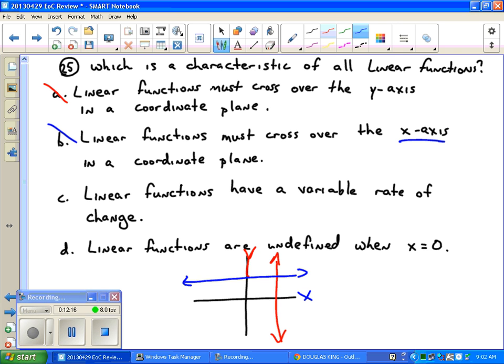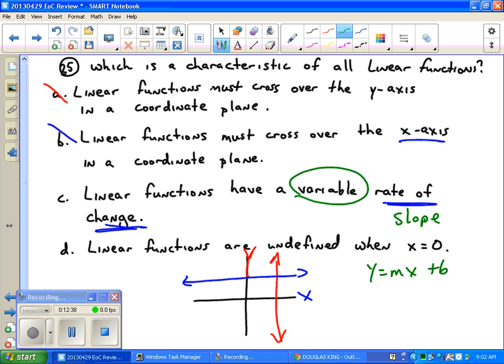C says they have a variable rate of change. A synonym for the term rate of change is slope. So what you're saying is it has a variable slope. Variable means it changes from one thing to the next. As we look at our slopes of our lines, y equals mx plus b, we never plug in a variable in place of this m. Nor do we plug in a variable in place of this b. We always plug in a value like y equals 2x plus 1. It won't have a variable slope because then the line will not be straight.